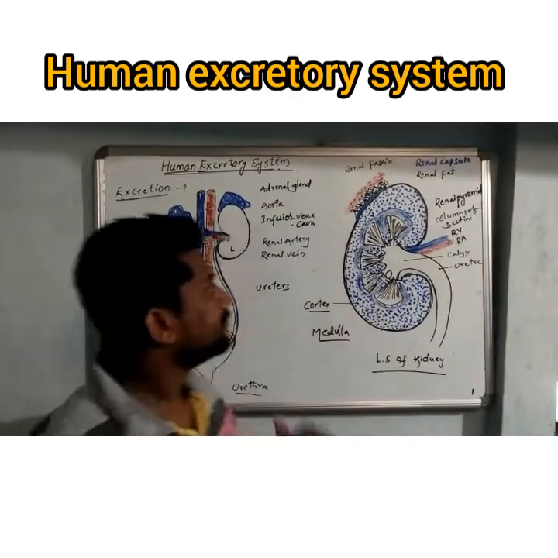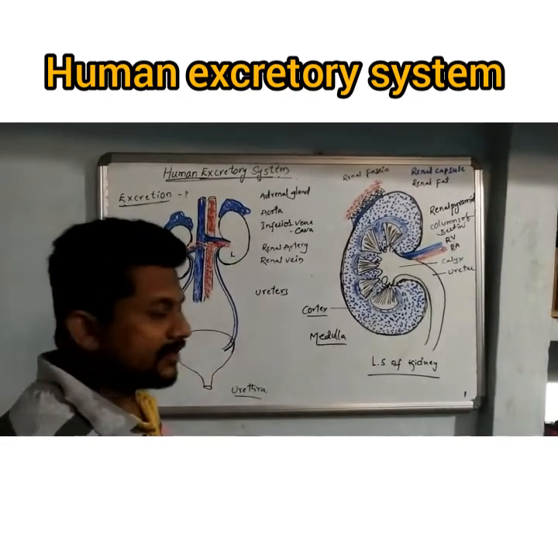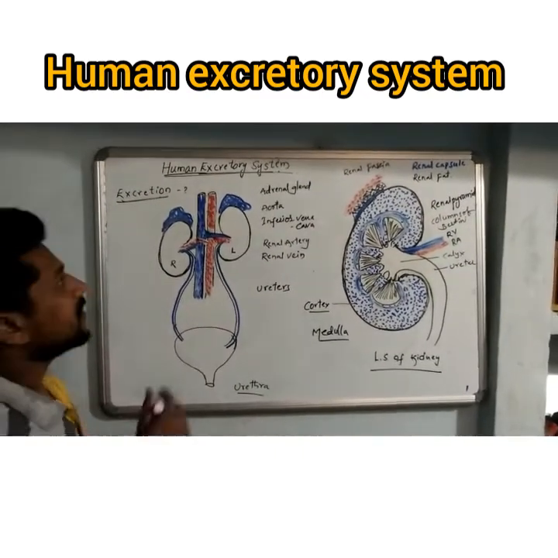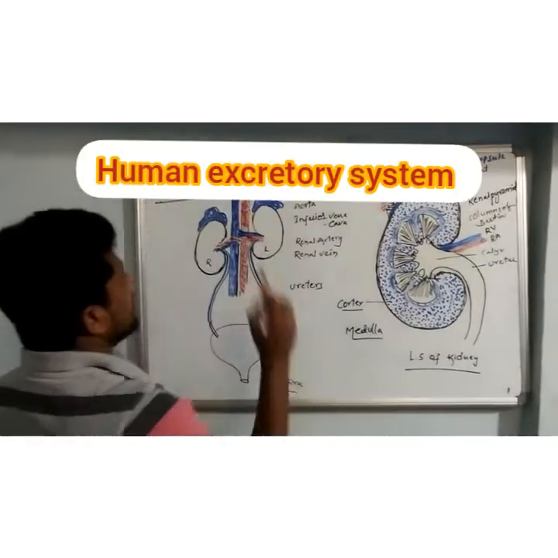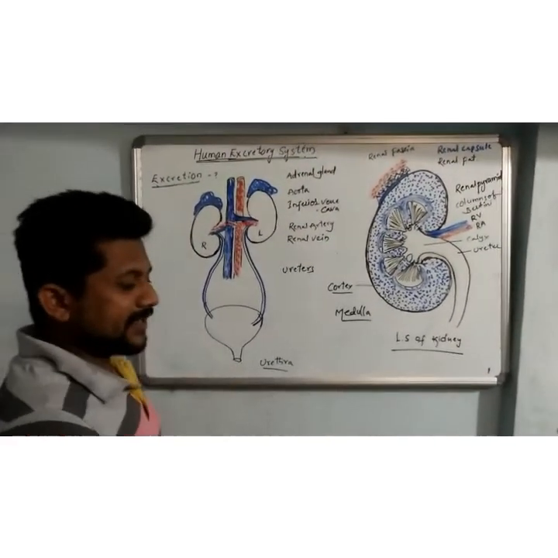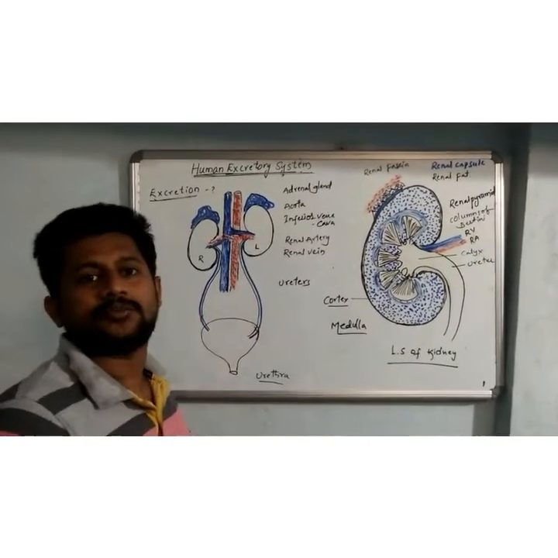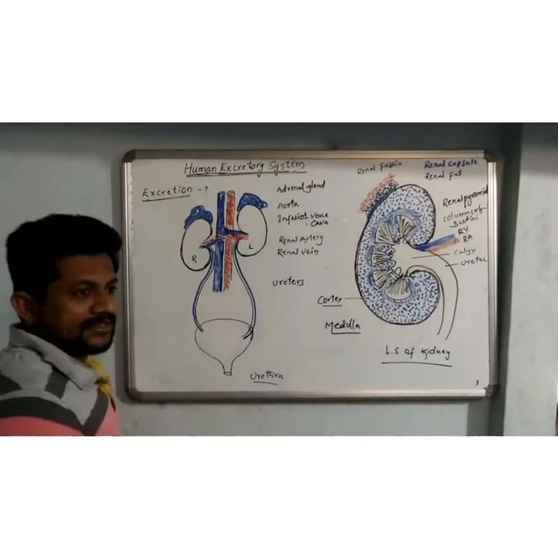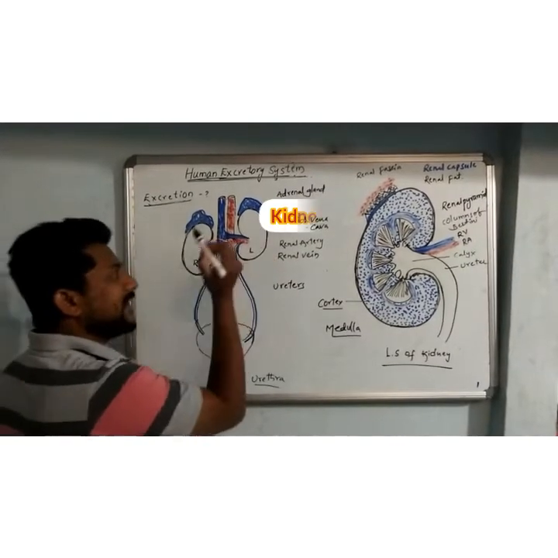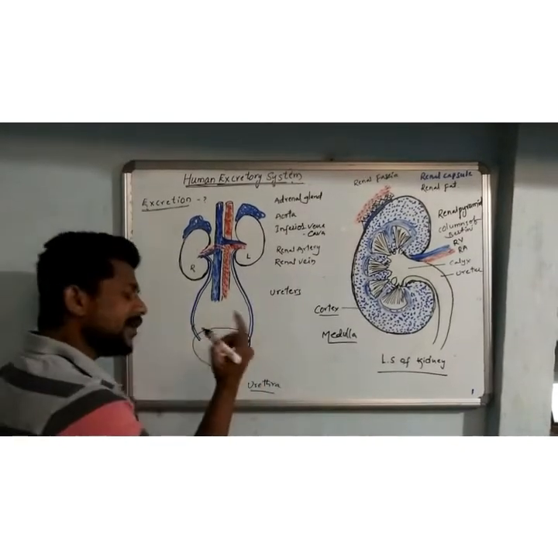After that, let's see how human beings excrete the waste materials and how this process goes on. Let's see the human excretory system. In the human excretory system, the major excretory organs are the kidneys. The human excretory system consists of 2 kidneys, 2 ureters, and 1 urinary bladder.